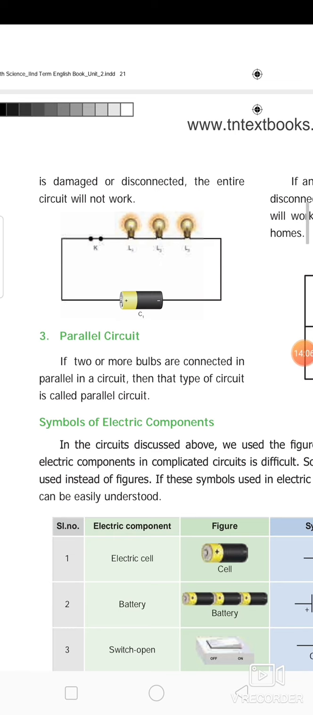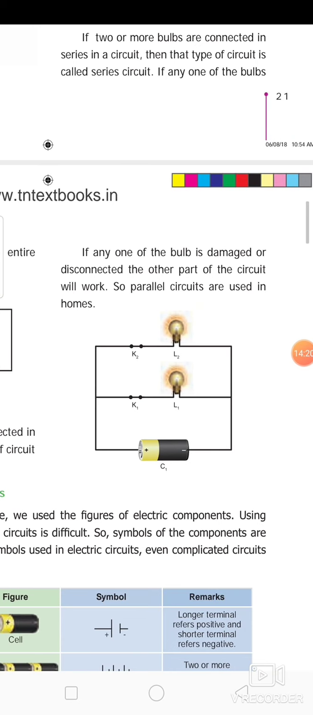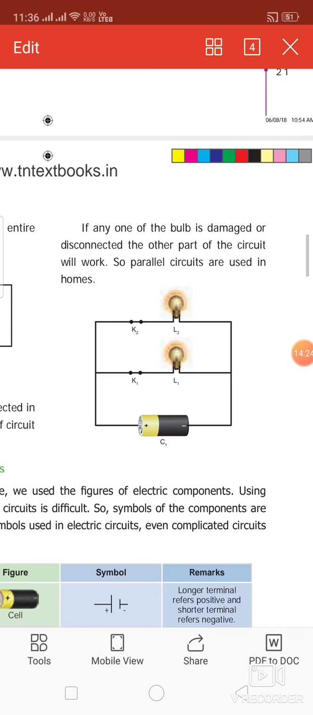Okay. Next, parallel circuit. If two or more bulbs are connected in parallel in a circuit, then that type of circuit is called parallel circuit. If any one of the bulb is damaged or disconnected, the other part of the circuit will work. So parallel circuits are used in homes. So at home, we use only parallel circuits.